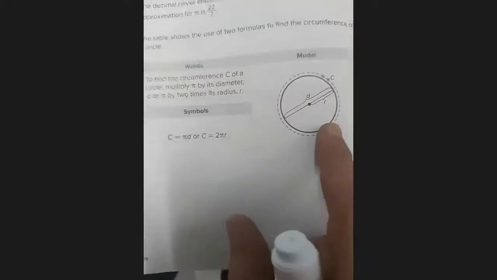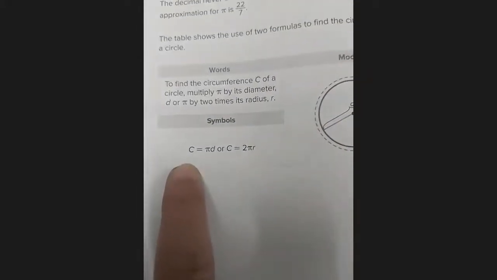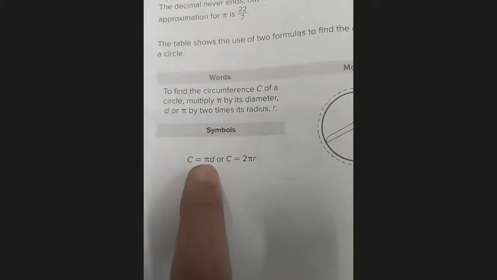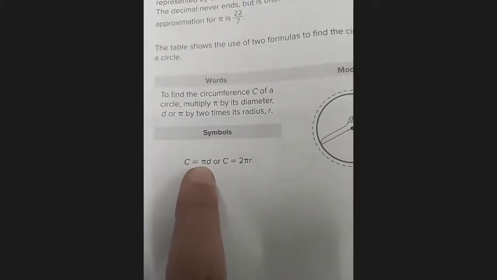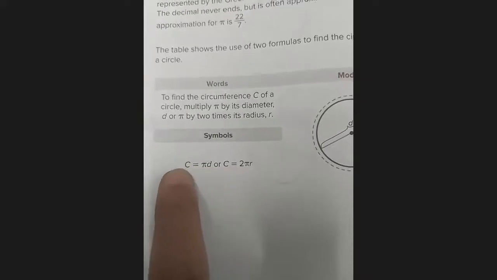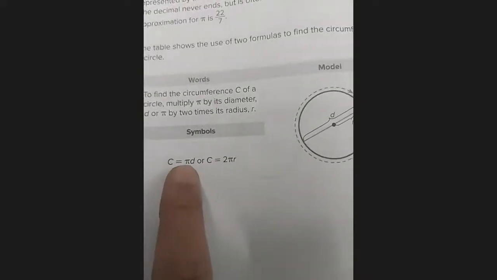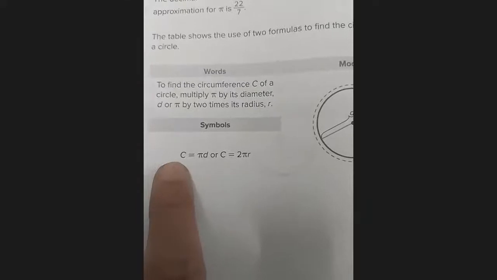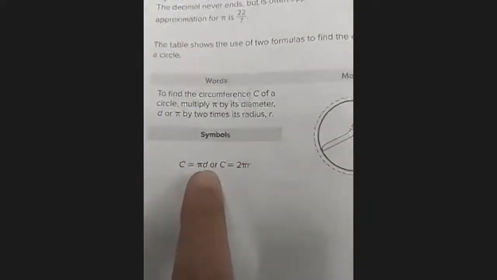We have this circle and we have the two formulas, right? C equals what? Pi multiplied by D. Do you know the D and the C and the pi? C is the circumference. What's the D? Diameter. What's the pi?